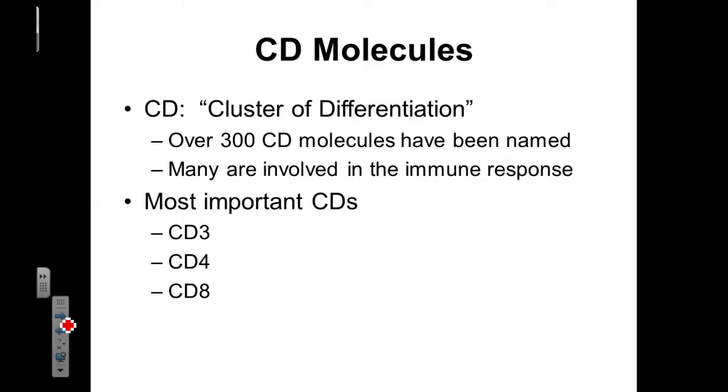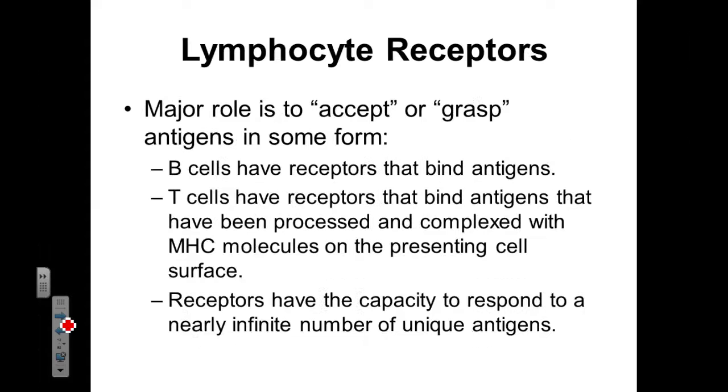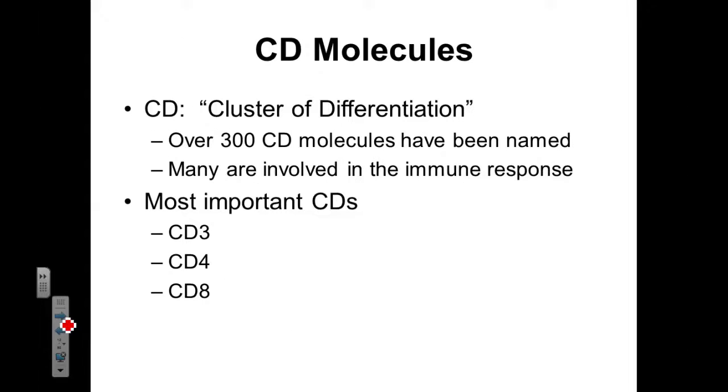Our CD, or cluster of differentiation molecules, are a wide category of molecules that stimulate different kinds of immune response. The categories that we're going to focus on are the CD3, CD4, and CD8 cluster of differentiation molecules. The CD3, CD4, and CD8 molecules help to distinguish between different kinds of T lymphocytes and B lymphocytes. They help to differentiate them.